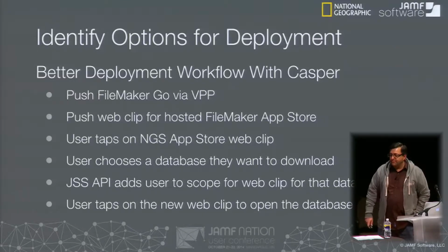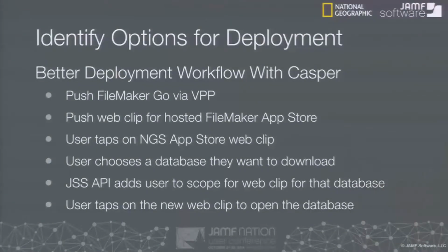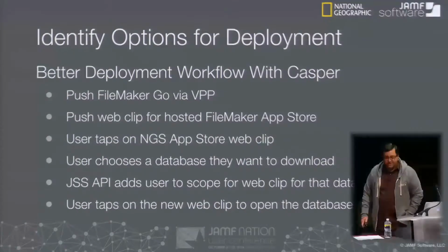You download the one that you want. And then at that point is where the API comes in. Once they click to download, we make a call to the JSS API to add that user to the scope for the WebClip for that particular app. So the database downloads into FileMaker Go, and at the same time, the JSS is installing the WebClip so that they can have an app-like icon to click and go right into that database, because we'll have multiple ones of these.